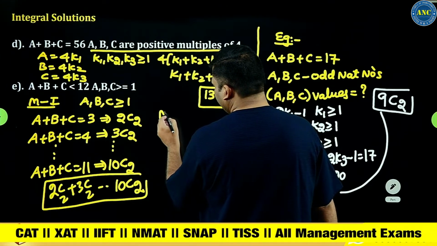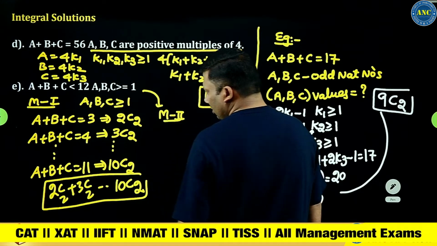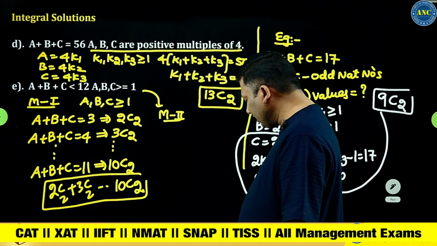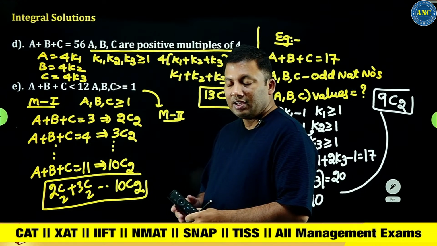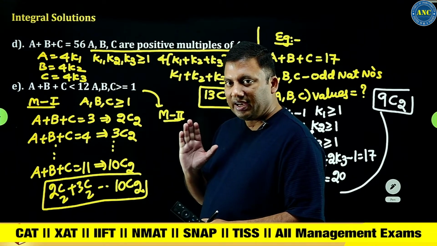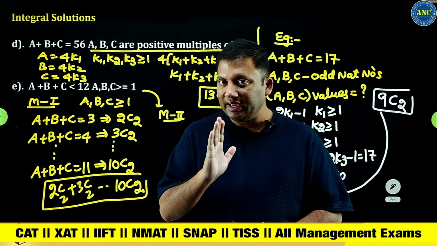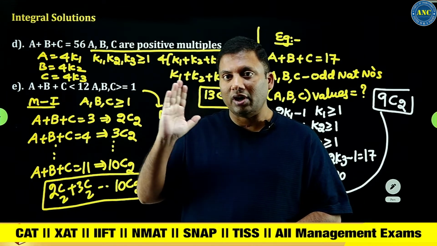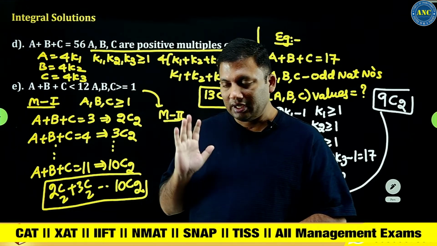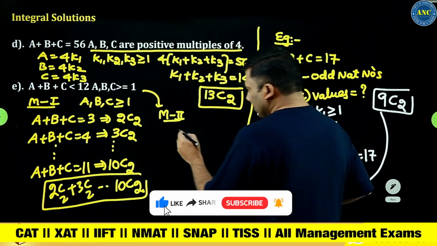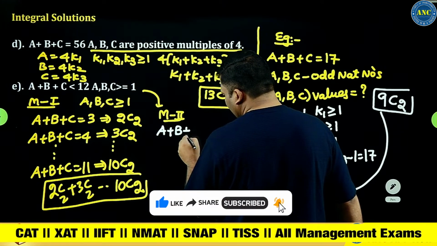Method 2 for this question. In a single step, you will get the answer. Sir, what is that single step? Listen carefully. A plus B plus C is less than 12, so A plus B plus C can take 11. If I add 1 to it, I will get 12, and the added value is positive. Please understand how I am converting the less than.